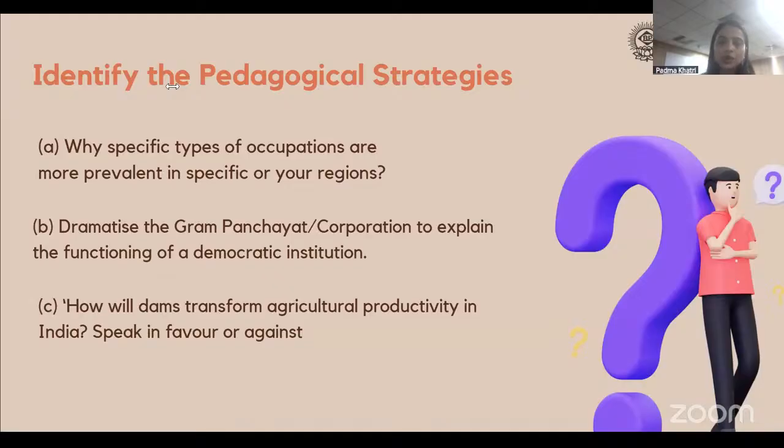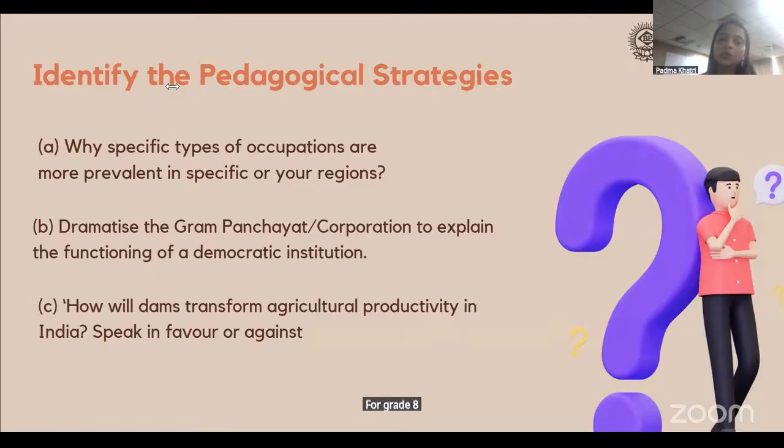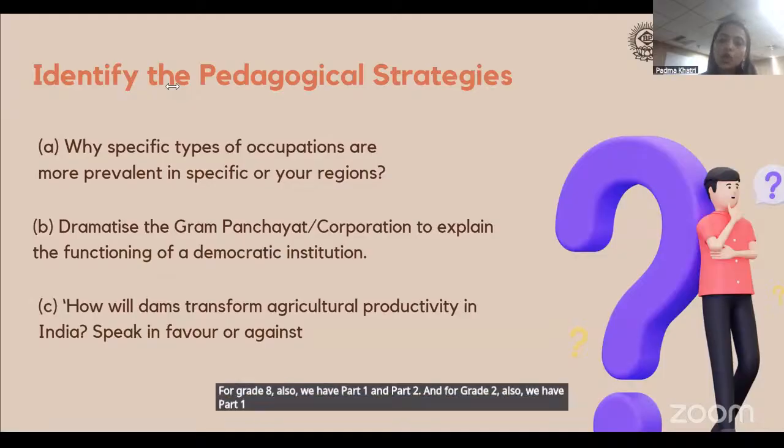Grade 8 does not have 3 textbooks. Grade 8 also has 2 textbooks, part 1 and part 2. From class 7, they have 2 textbooks. For class 7 also we have part 1 and part 2. For grade 8 also we have part 1 and part 2. And for grade 9 also we have part 1 and part 2 following the thematic approach. And all the 4 disciplines, whether it's history, geography, political science, or economics, they all are in one book only.